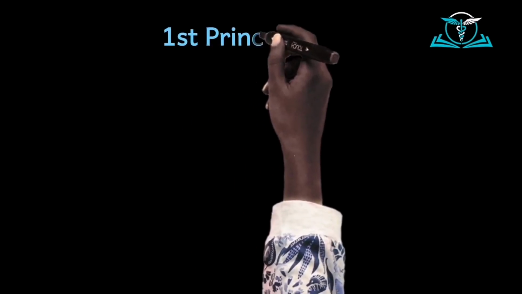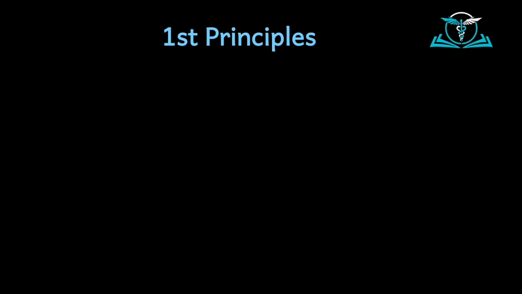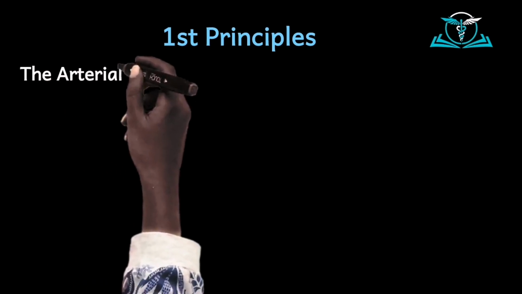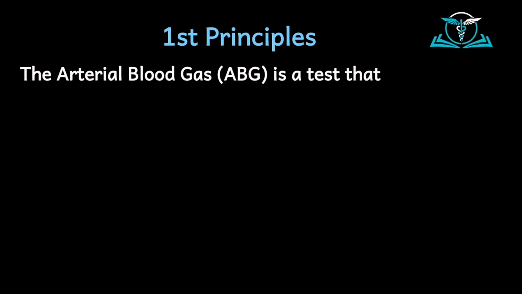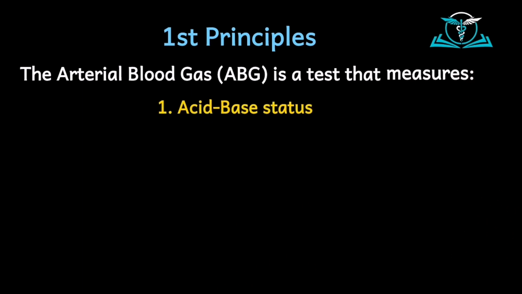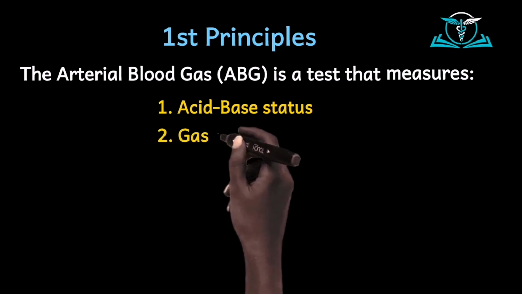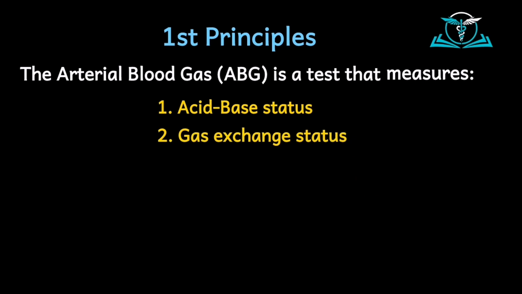Great friends. So what is the arterial blood gas test, and why do we want to request that for a patient? The arterial blood gas, also known as the ABG, is a test that measures the acid-base status of the body. And so if we suspect that a patient may have an acid-base disturbance, we order an arterial blood gas test. It also measures the gas exchange status of a patient. How well oxygenated is our patient, and are the lungs expelling carbon dioxide as they should?